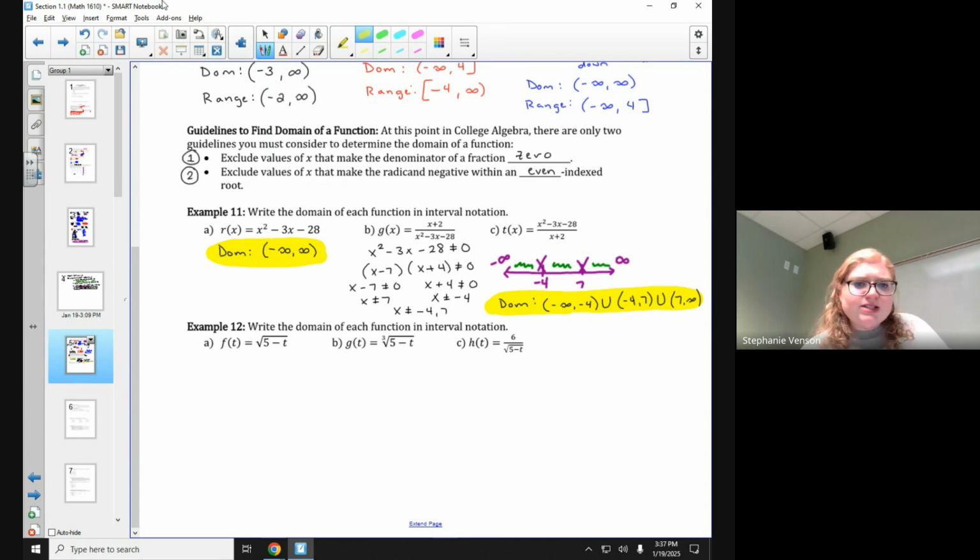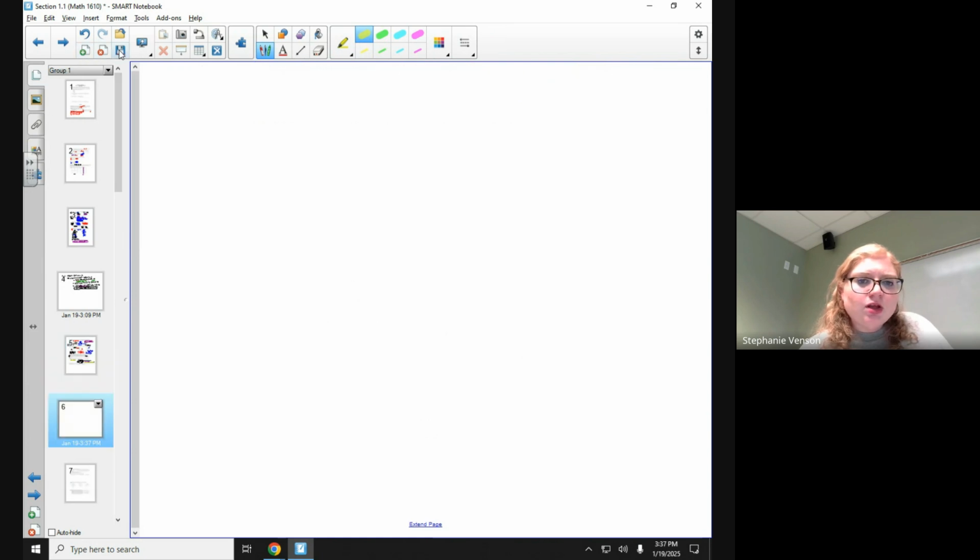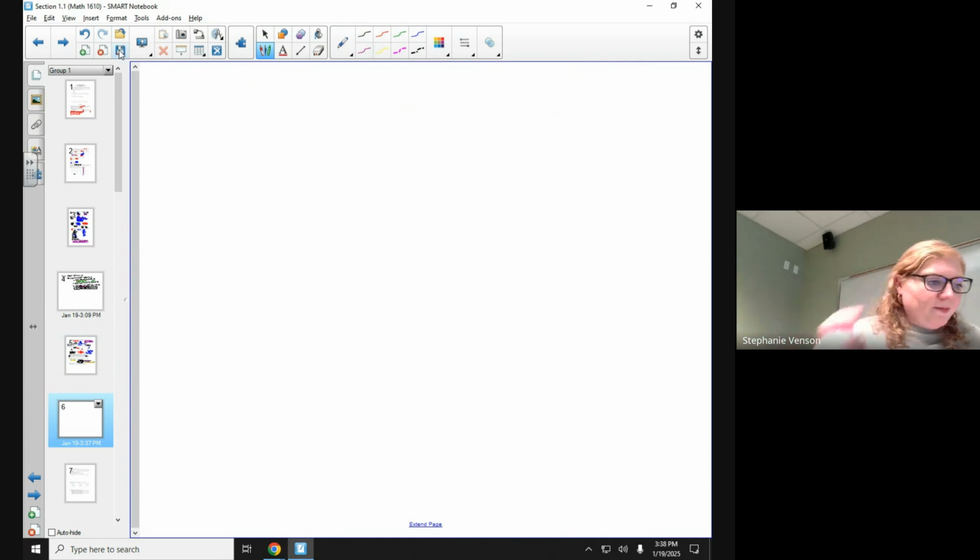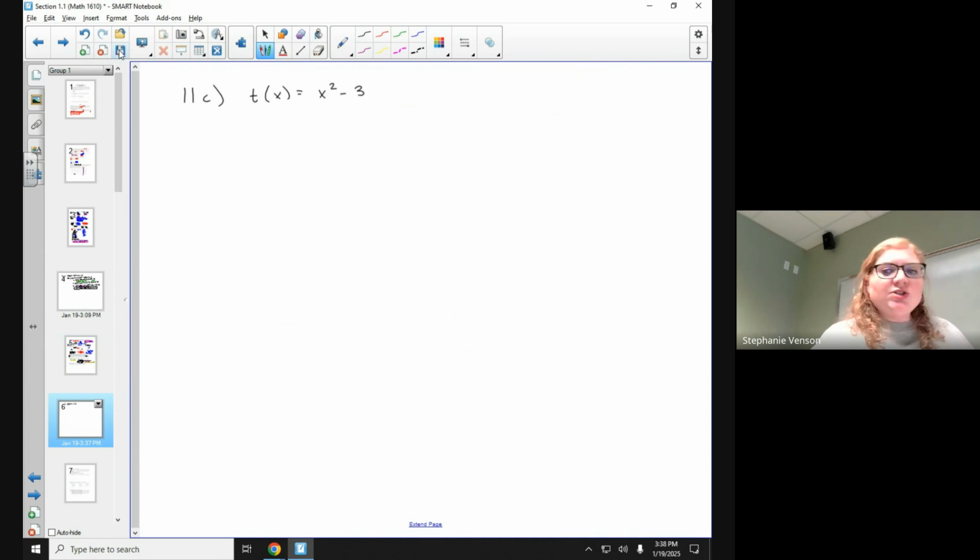Let's take a look at part C together. Okay, I'm going to rewrite it. You probably have room, but I have to write really big. You may not though, so use the back of the page if you need to. But this is 11C. We are almost finished. We have t of x is equal to x squared minus 3x minus 28 over x plus 2.